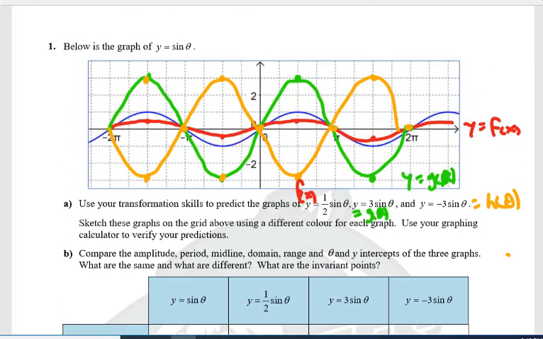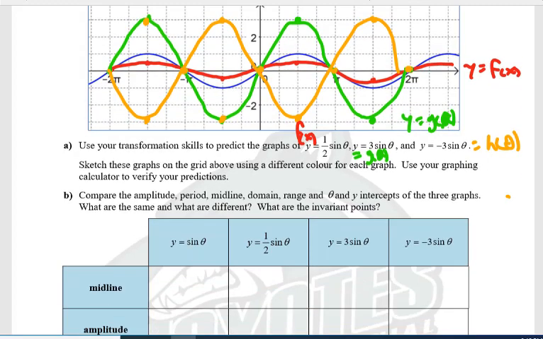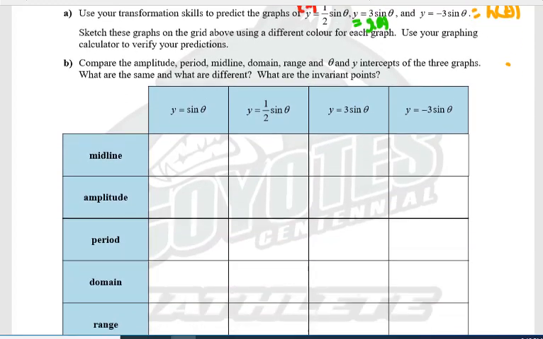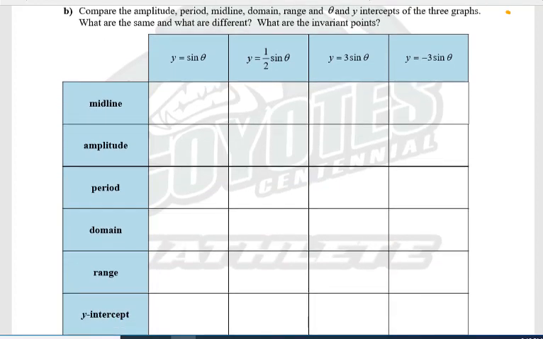Part B, sorry, to move on. Compare the amplitude, period, domain, and range, and theta and y-intercepts of the three graphs. What are the same and what is different? What are your invariant points? So now in this table here, we're going to compare with what we have going on here. I used red for this one here. I used green for this, and the last one, no, let's not highlight it.